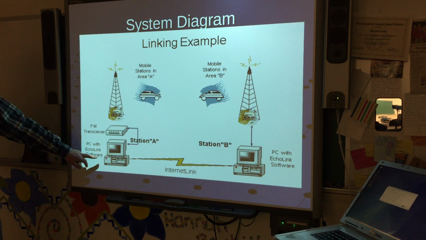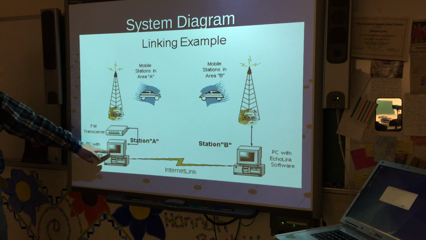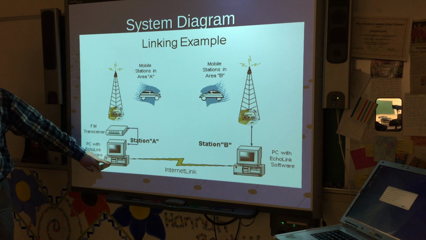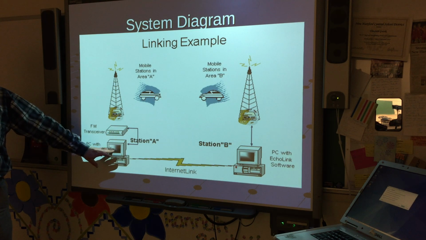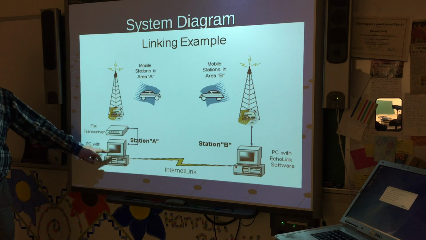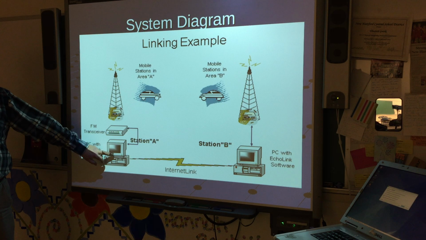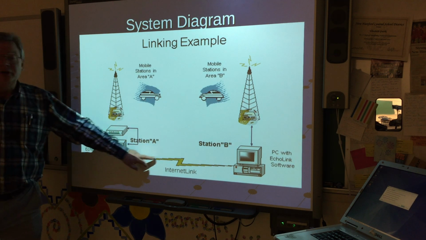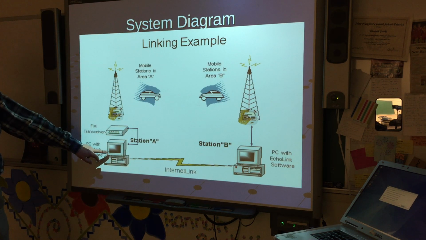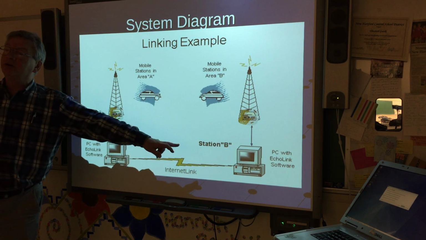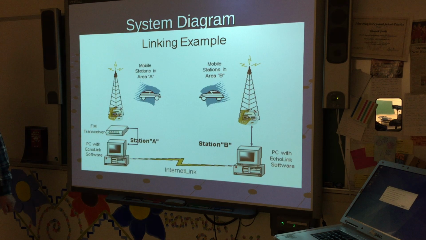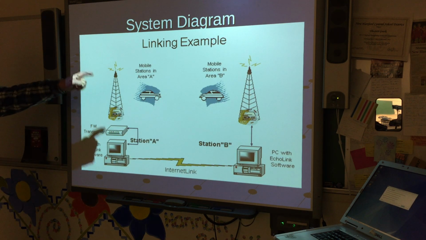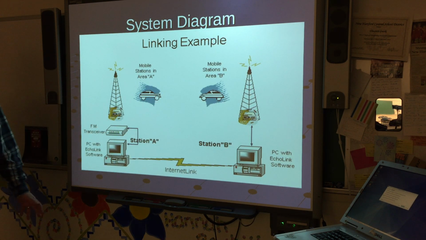The radio is tied to a computer. This computer sits in my basement, okay? It's on most of the day. This computer is running special software, Echolink software, that allows it to communicate through the internet to another computer anywhere else in the world that does the same thing. Any questions on that so far?